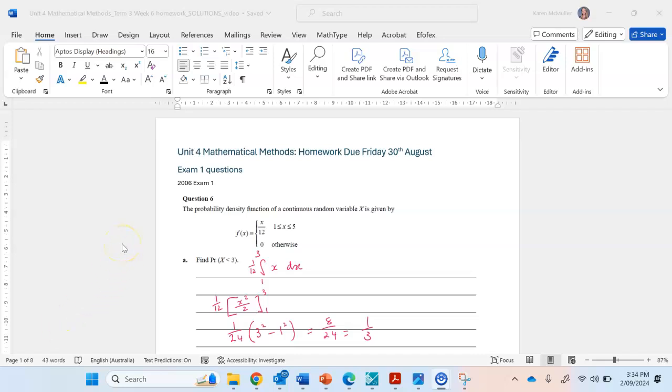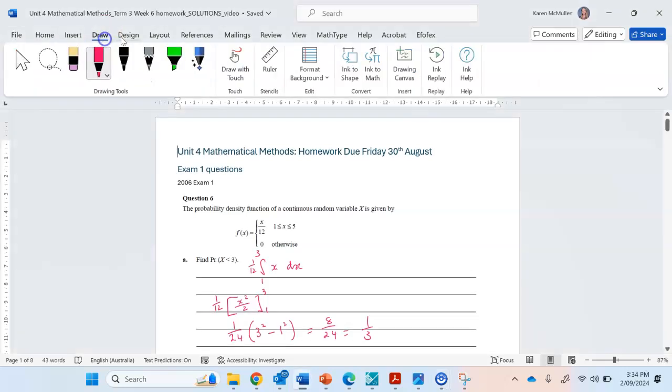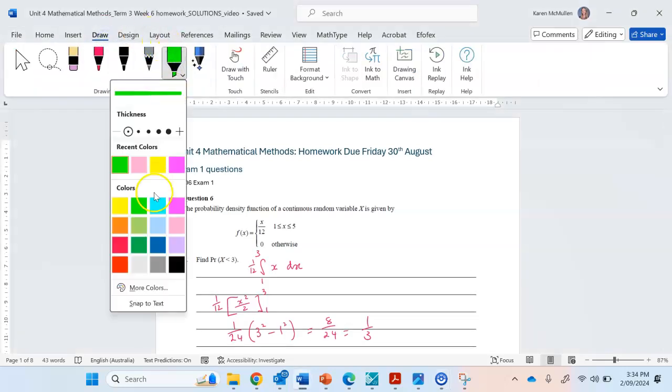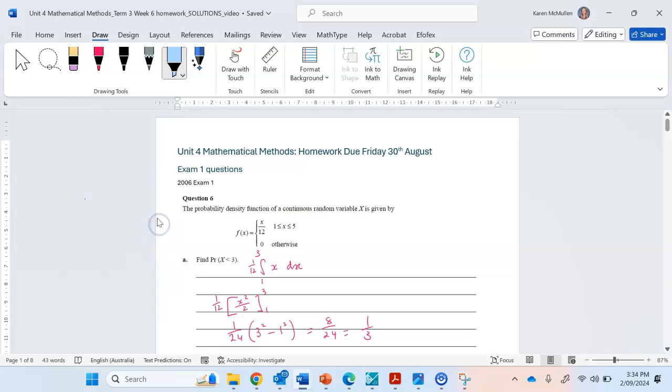All right, so just taking note that the very first question is an exam 1 question, so we have to do it without the calculator. Obviously it's easy to do with the calculator, but I'm doing it without a calculator. Now you'll notice when I'm doing these questions, I do take a few shortcuts.